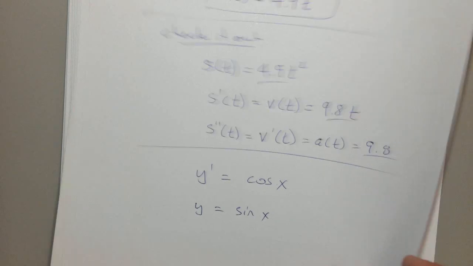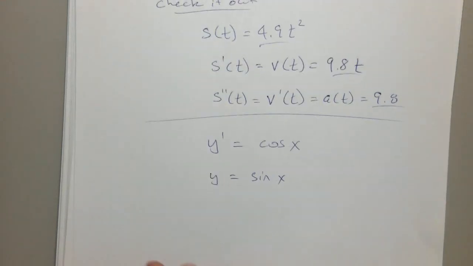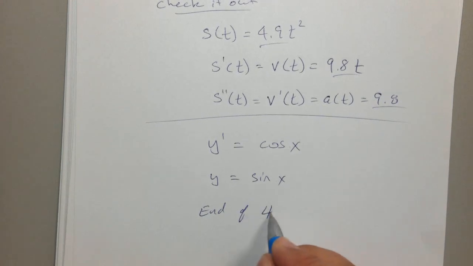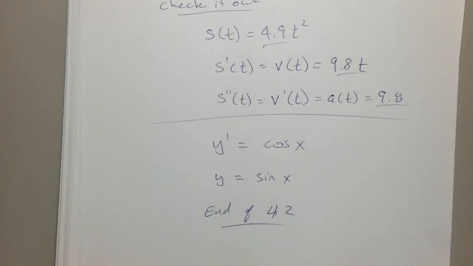That's it for this section. End of 4.2. So next time we're going to do 4.6, 4.7, related rate problems. I forgot, it's the last section. So again, it's all going to be word problems from here on out.